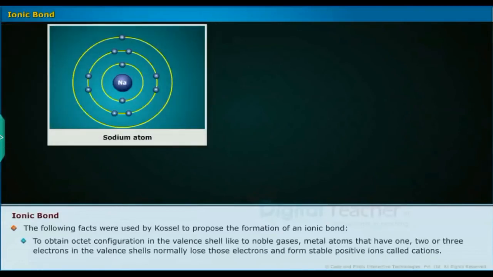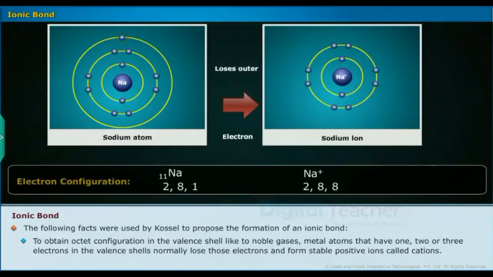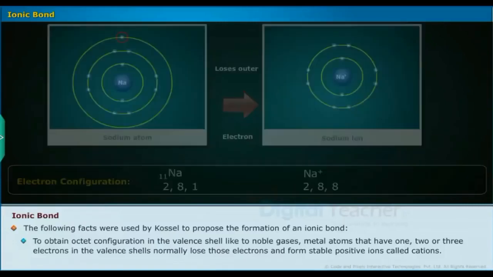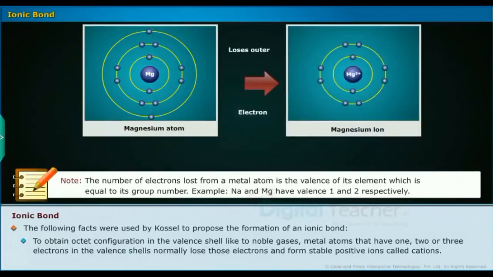To obtain octet configuration in the valence shell, like the noble gases, metal atoms that have 1, 2, or 3 electrons in the valence shells normally lose those electrons and form stable positive ions called cations. Note: the number of electrons lost from a metal atom is the valence of its element, which is equal to its group number. Example: sodium and magnesium have valence 1 and 2 respectively.